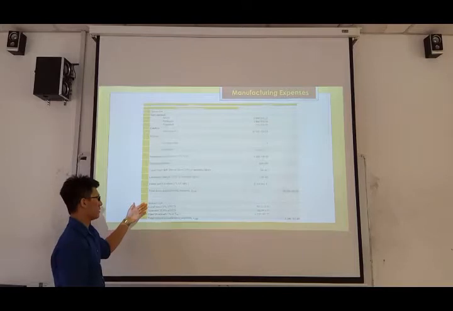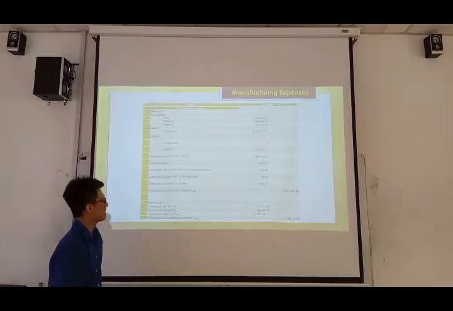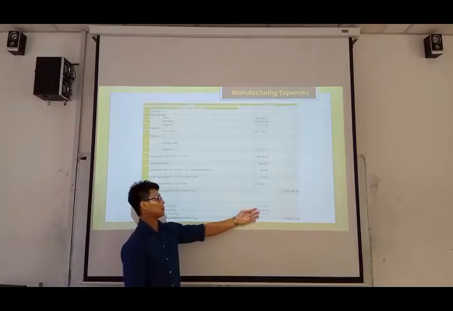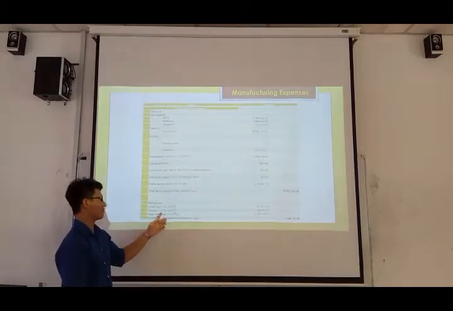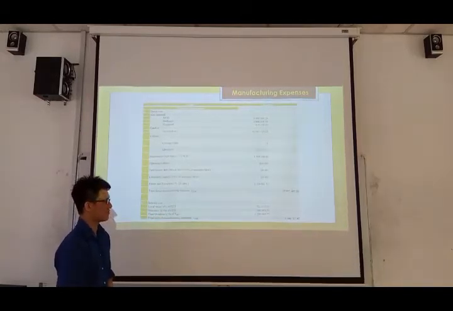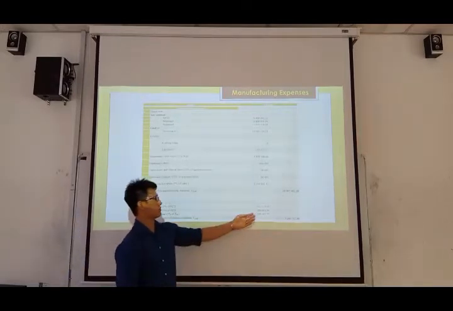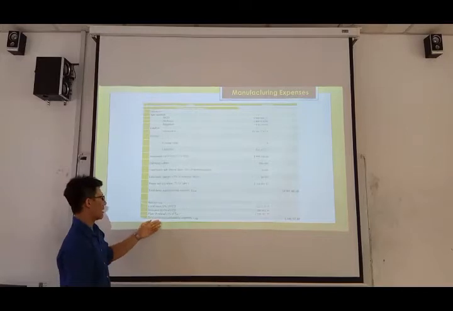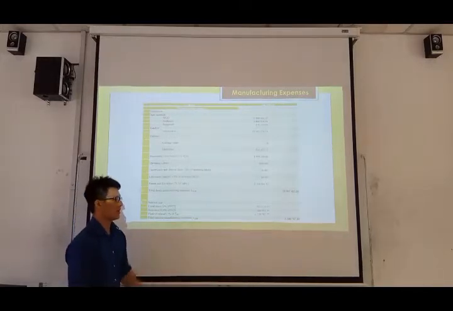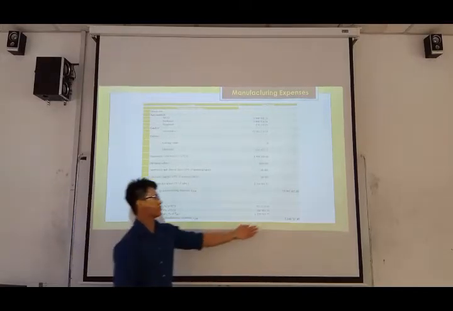Now, under the indirect cost, the local taxes are 1% of the fixed capital investment, about 722,000. Insurance is 0.4% of the fixed capital investment, about 288,000, and so on. So the total indirect manufacturing expenses calculated is approximately 2.2 million.